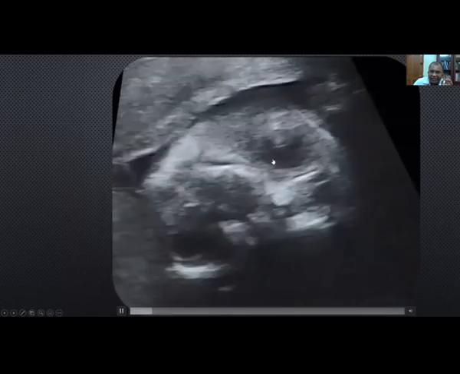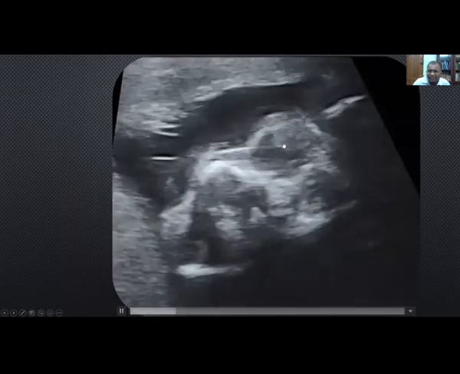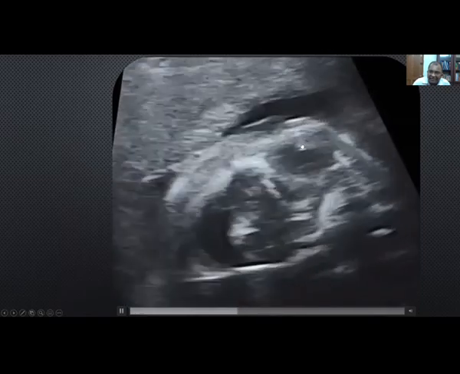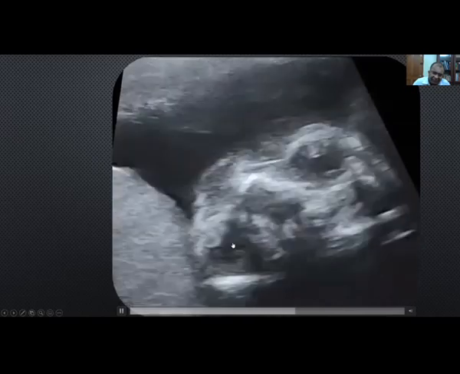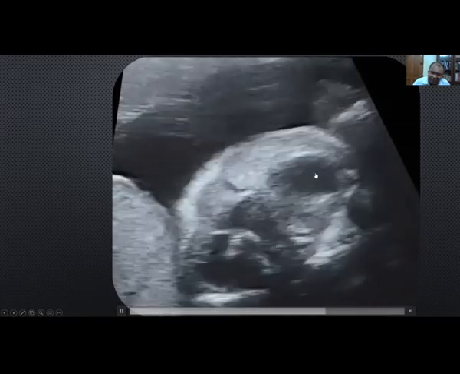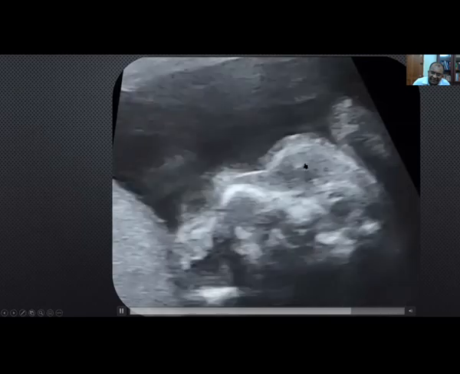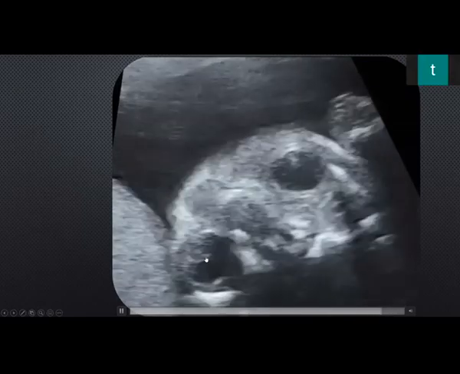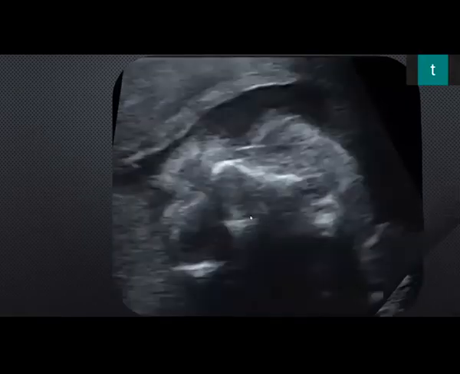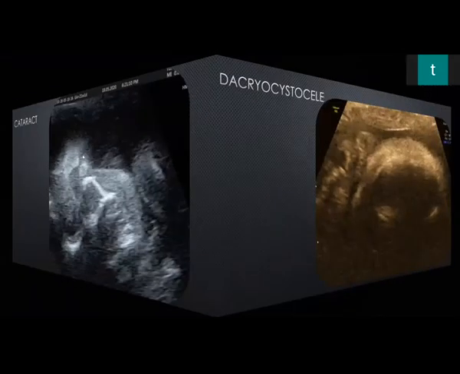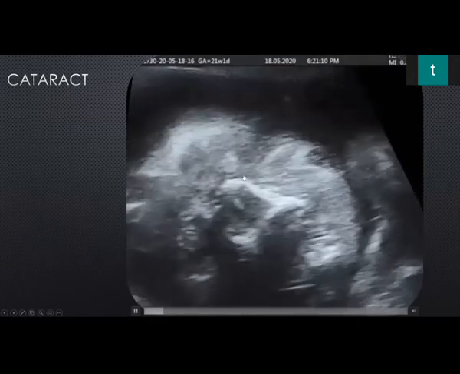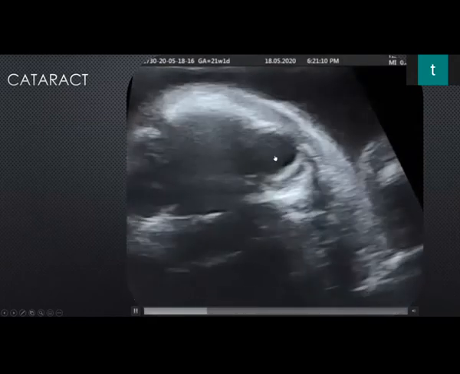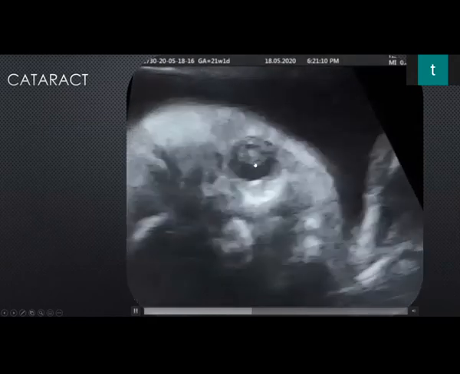Also, it is a nice idea to have a good look at the lenses, but lenses are sometimes not difficult to see, especially if the baby is not anterior facing. You can see a little bit of echogenicity over there. Again, an echogenicity over here. Cataract, quickly. This one and this one. Let us see in this image. Can you see this? Cataract.